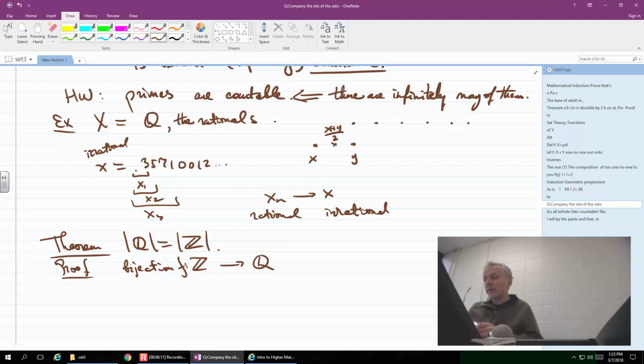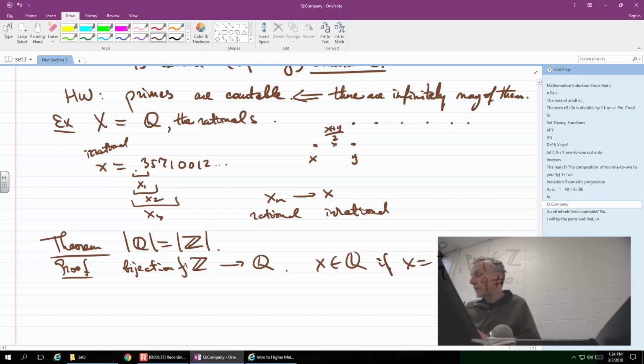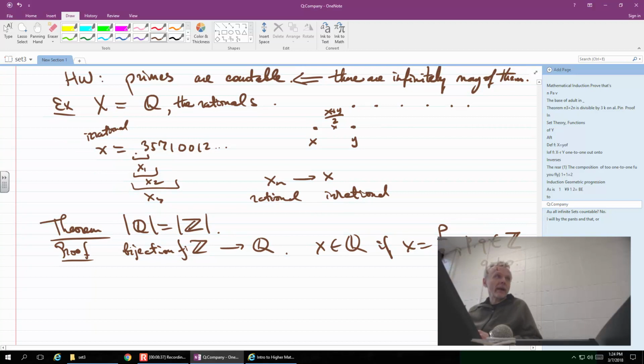On the first day of classes we actually looked at the definition of a rational number, so we have to do it again. So x belongs to Q if x is equal to p over q, where p and q are integers. See how we already made a step towards Z. And q is not equal to 0. Okay, so as you can see, the rational numbers are simply pairs of integers.